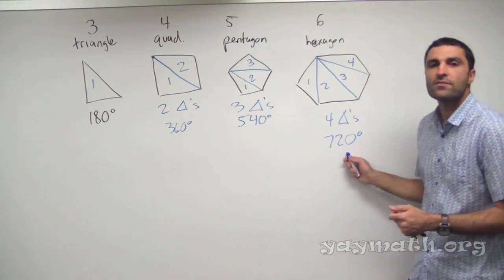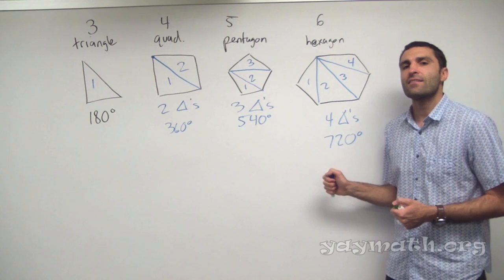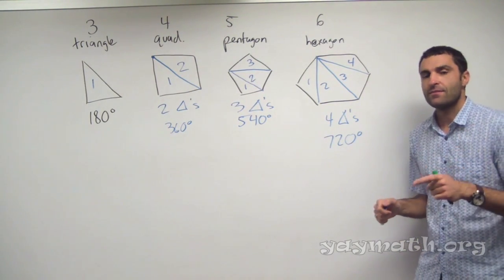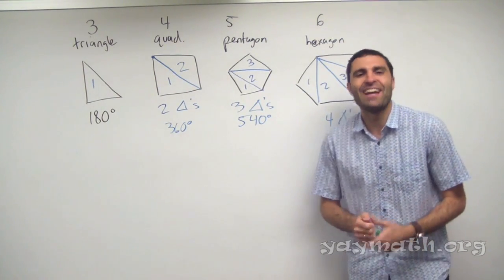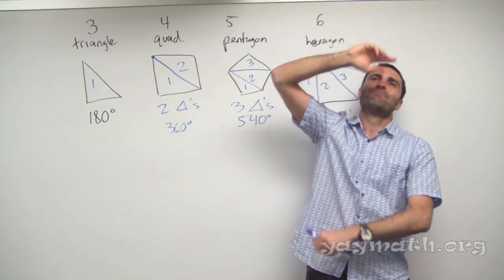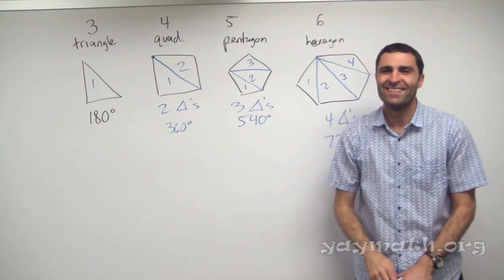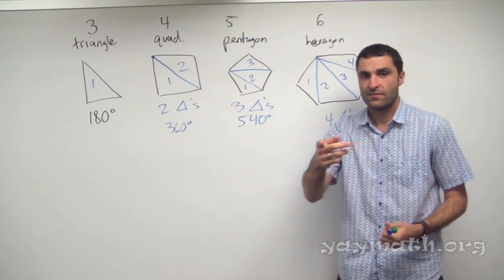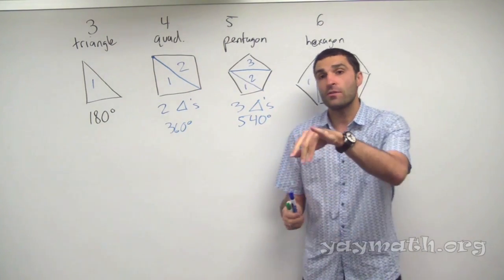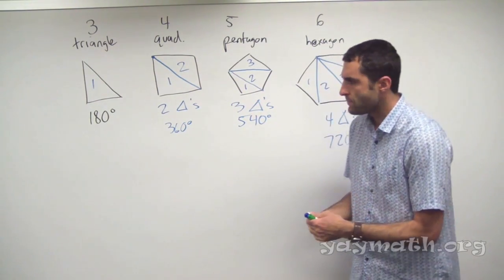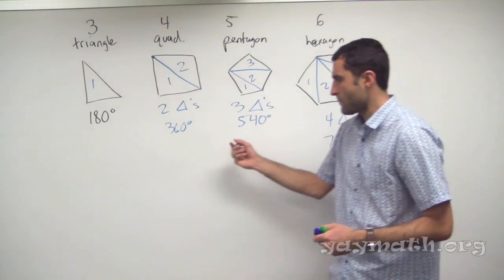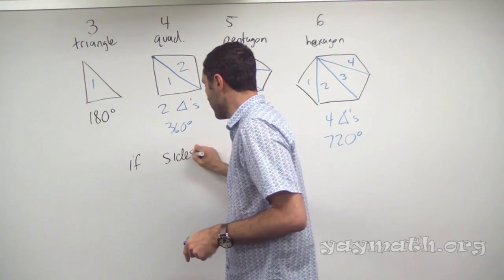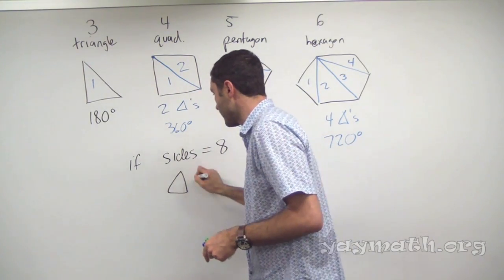Here I see 4 triangles. I know what you're getting at. I always lose 2. You always lose 2, but every time, say you have 8 sides, you'll have 6 triangles in it. So for however many sides you have, you get 2 fewer triangles. That's what he just said.